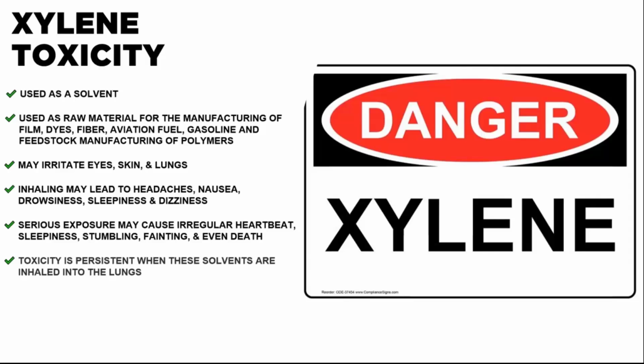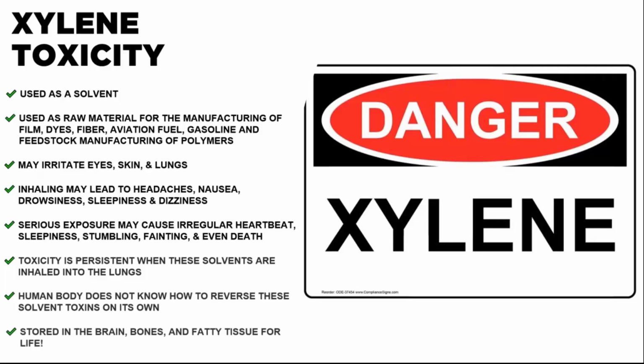So toxicity from xylene is persistent when these solvents are inhaled into the lungs. The human body does not know how to reverse these solvent toxins on its own. So there they go again. They get stored in those three compartments, the brain, the bones, and then the fatty tissue for life.